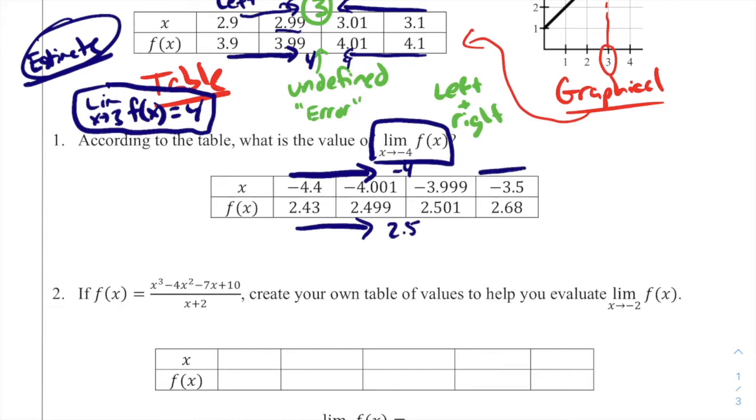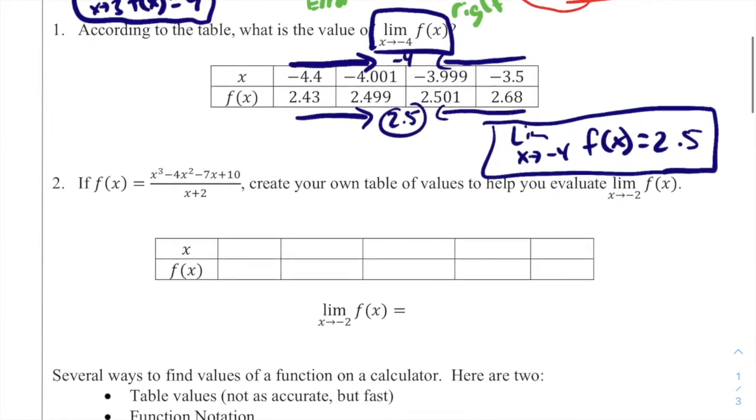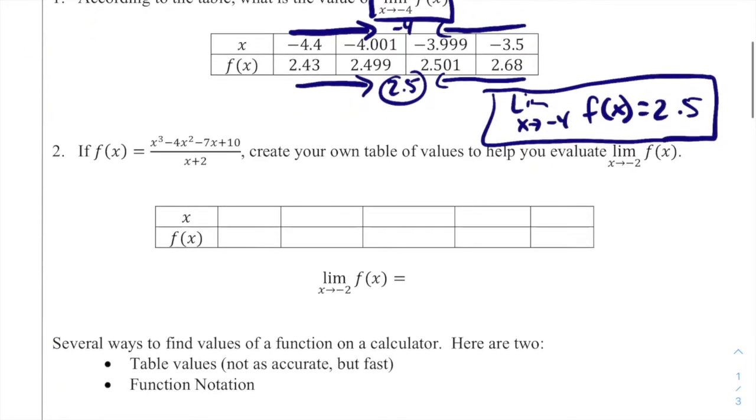And if we come from the right, we see as it gets closer to negative 4 that those y values also appear to be getting closer to 2.5. So because of that, my overall limit statement is going to be the limit as x approaches -4 of f of x is equal to 2.5. And again, this is just an estimate using this table. Without the function itself, we can't be 100% certain, but that's definitely what the table is telling us here.